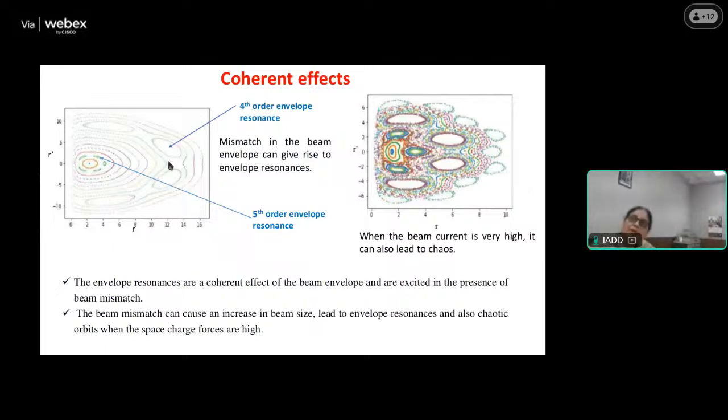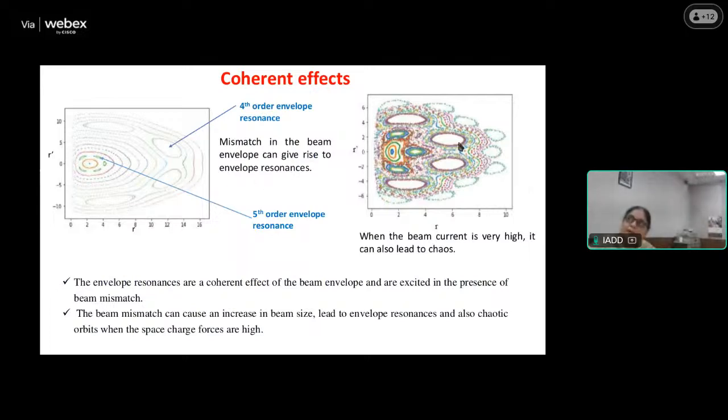Mismatch can also give rise to envelope resonances. So again, if you see this Poincare plot, this is the fourth order envelope resonance. If you see the Poincare plot of the envelope, there are four islands being formed here in the RR prime phase space. Similarly, there is a fifth order resonance, and so on. So several resonances will be formed due to the mismatch.